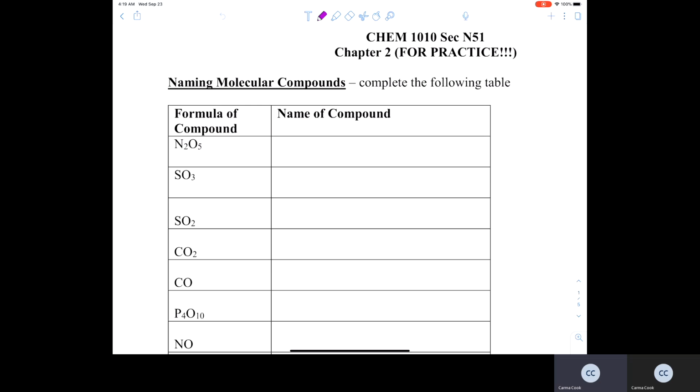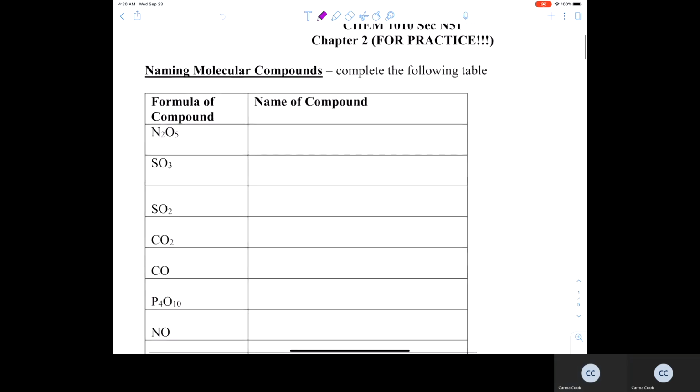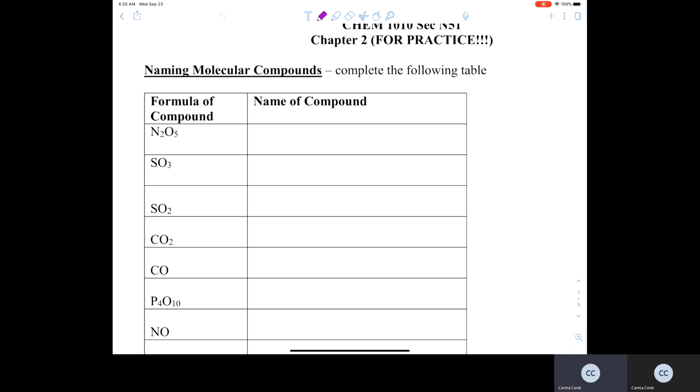To name molecular compounds, the rules say that you name the first element in the formula, then you name the second element in the formula, but you drop the ending to the name of the second element, replacing it with IDE. And then finally, you use Greek prefixes in front of each name in order to denote how many of those types of atoms are in the formula of the compound.